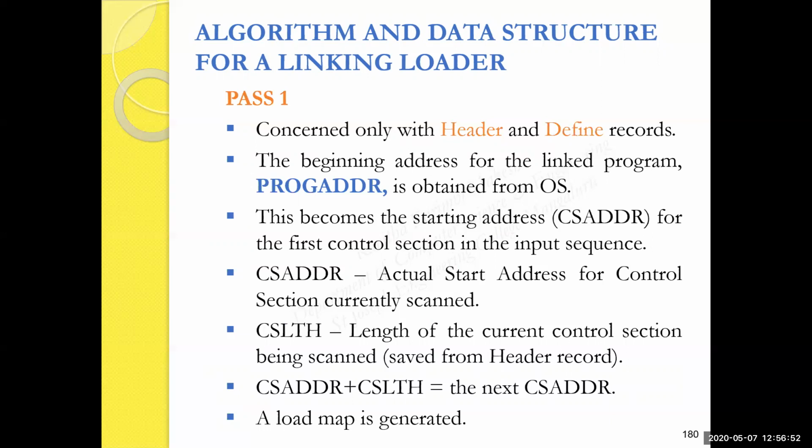Control section address represents the actual start address for the control section that is currently being scanned by the loader. Another important variable is the control section length, which indicates the length of the control section currently being scanned. Generally, this information is available in the header record of the object program. By adding the control section address of the current control section to its control section length, we can calculate the starting address for the next control section.